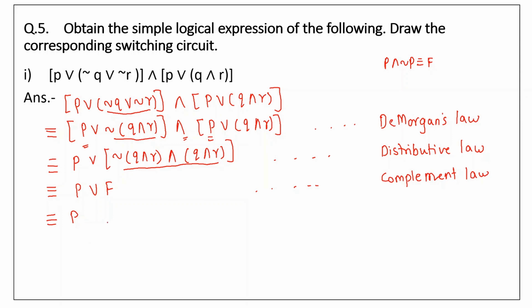Now we get only one statement, so we write let P represent switch S1 and L represent lamp. Okay, so we draw a circuit. This is the simplified circuit. So only one is there. So we write S1. Okay. So this is next one.